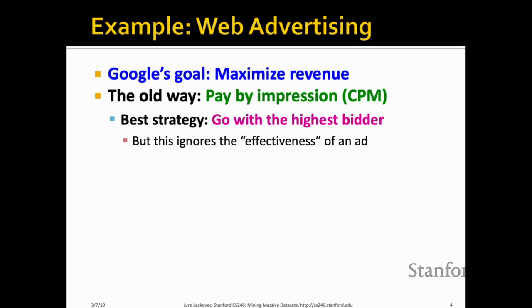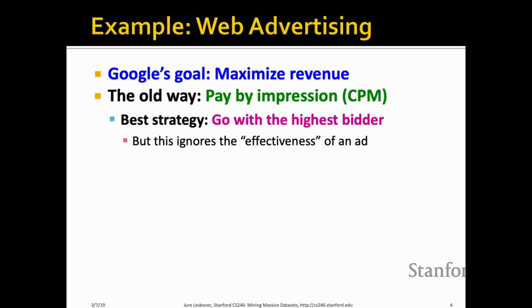And in that case, what is the best strategy for the person who provides the ads? It's just going with the highest bidder, okay? So if you have multiple entities that are willing to pay you a certain amount of money for your space, let's say on a billboard, then you're just going to be accepting the person who's willing to pay the most, okay? That's how you maximize your revenues.